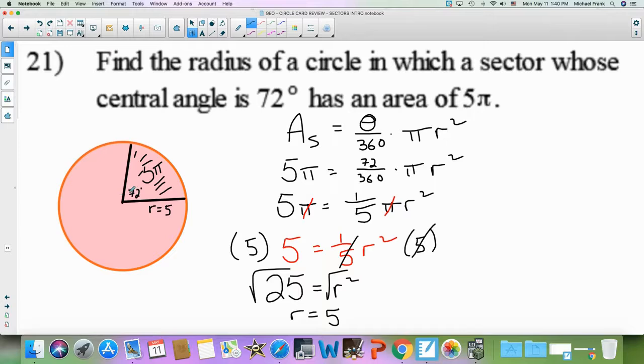Now, if you happen to know that 72 degrees goes into 360 five times here, if I did it the other way, say 360 divided by 72, you would know that this pizza was cut into 1, 2, 3, 4, 5 slices, and that each one was 5 pi area. Well, 5 times 5 pi would be 25 pi, which is equal to the area of the circle. Then you would know that the radius is, take off the pi and take the square root. So you can also figure out some of these problems in your head if you understand what is happening.